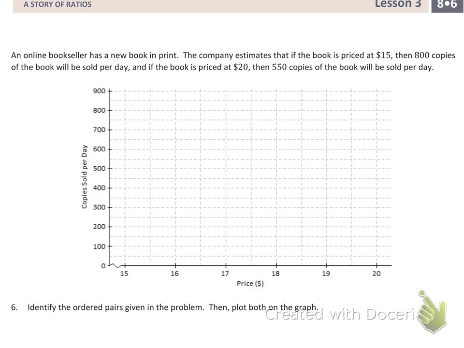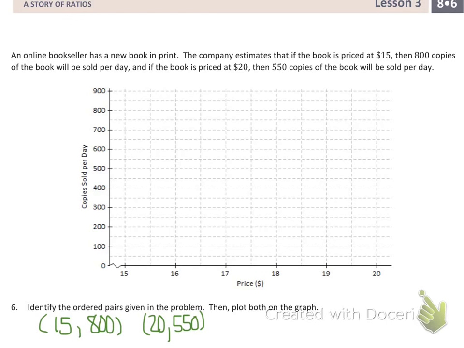Okay, so let's look at this. Can we identify the ordered pairs given in the problem? Because we haven't really been told anything about rate of change. We're maybe going to have to figure that out from the example. So the ordered pairs that were given are ordered pairs of price and copies, right? So we said if they sold the book at $15, then they would sell 800 copies. And if the book was priced at $20, they would sell 550 copies.